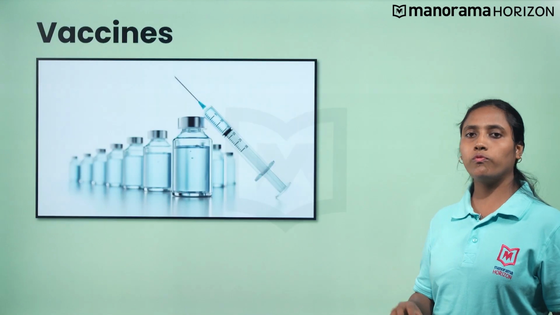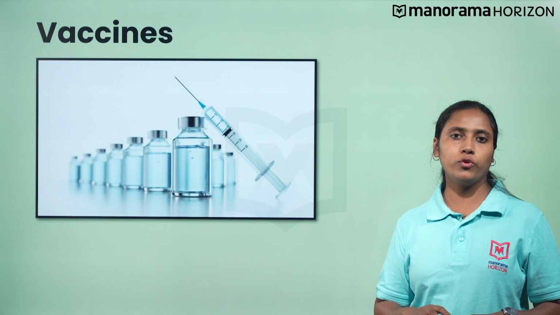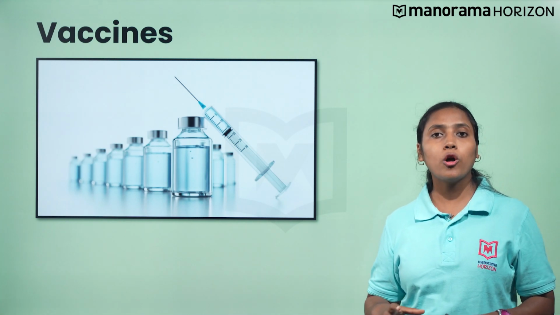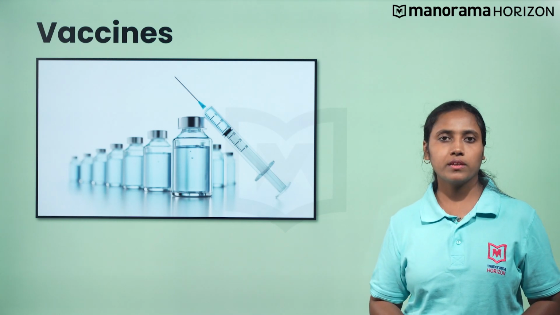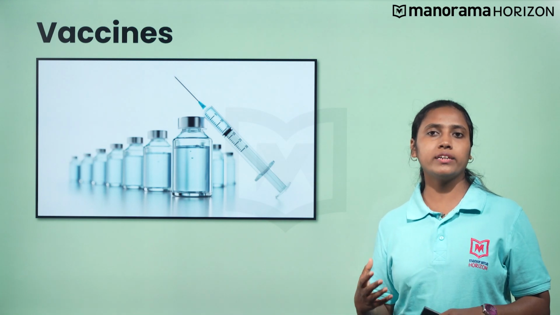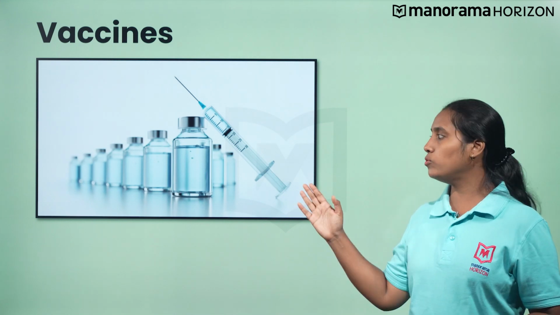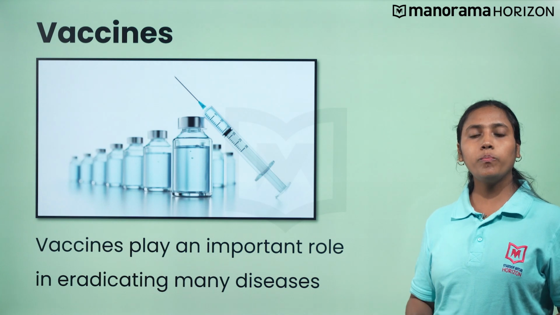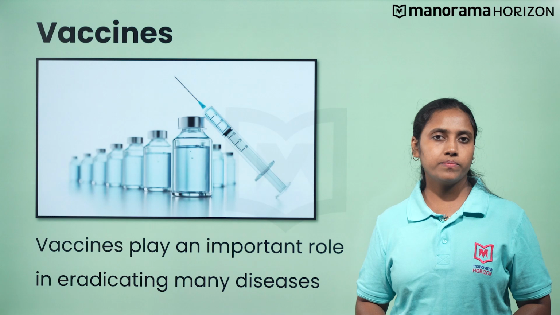The advancement made in biological science has made us deal efficiently with many infectious diseases. The use of vaccines enables us to completely eradicate a few diseases. Few deadly diseases like smallpox have been eradicated by vaccination. Other infectious diseases like polio, pneumonia, tetanus are controlled to a large extent by the use of vaccines. Vaccines play an important role in eradicating many diseases.